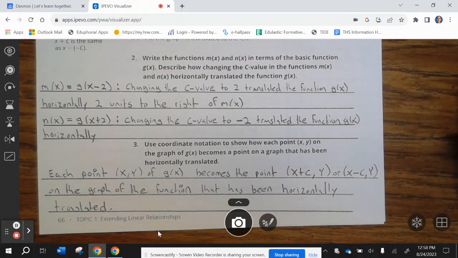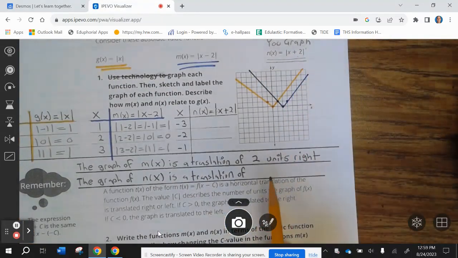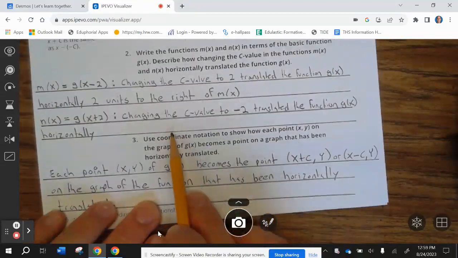Write the function m of x and n of x in terms of the basic function g of x. Describe how changing the c value in the function m of x and n of x horizontally translated the function g of x. M of x equals g parentheses x minus 2. Changing the c value to 2 translated the function g of x horizontally 2 units to the right of m of x. N of x equals g parentheses x plus 2. Changing the c value to negative 2 translates the function g of x horizontally. All right. To answer that, you graph, you answer that, and then you can answer this.